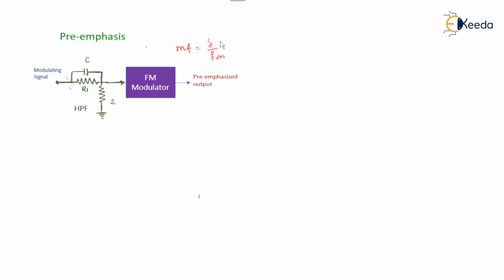Now, how can it be done? It can be done by artificial boosting of the amplitude of the modulating signal at higher modulating frequencies. It is carried out by what is called a pre-emphasizing filter. Basically, it is a high pass filter, so higher frequencies will be allowed to pass through it, and it is coupled to the FM modulator.